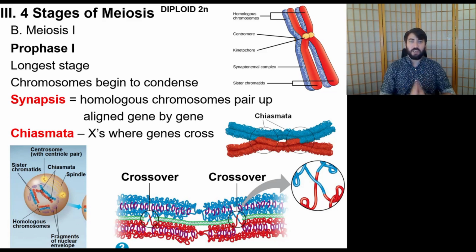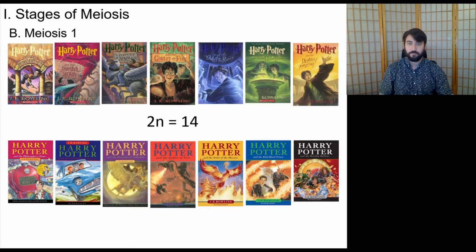Now, when this happens, structures called chiasmata can occur, where the genes from one set of homologous chromosomes actually switch or cross over with the genes from the other homologous chromosomes. So that's where the genes switch or cross over. Maybe going back to our Harry Potter analogy can help a little bit. So here are our 7 Harry Potter books: the Sorcerer's Stone, Chamber of Secrets, Prisoner of Azkaban, Goblet of Fire, Order of the Phoenix, Half-Blood Prince, and the Deathly Hallows. We also have 2 versions of each book, the American and the British, making our total ploidy 2n equals 14.